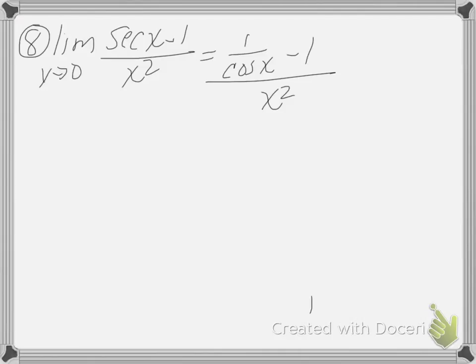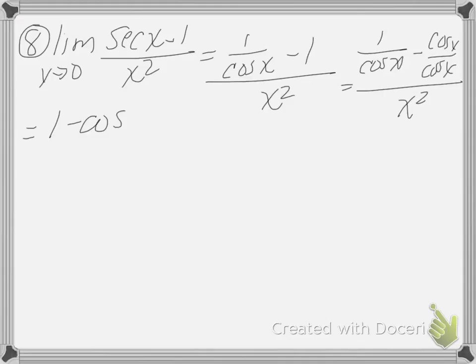But we're going to need to represent 1 as a cosine with a denominator, so we're going to write this as 1 over cosine x, and then we're going to represent 1 as cosine x over cosine x. The whole thing is still over x squared. So now we can combine those fractions in the numerator, and you get 1 minus cosine x all over cosine x, because the rule is keep the denominator, combine the numerators, and that is all over x squared.